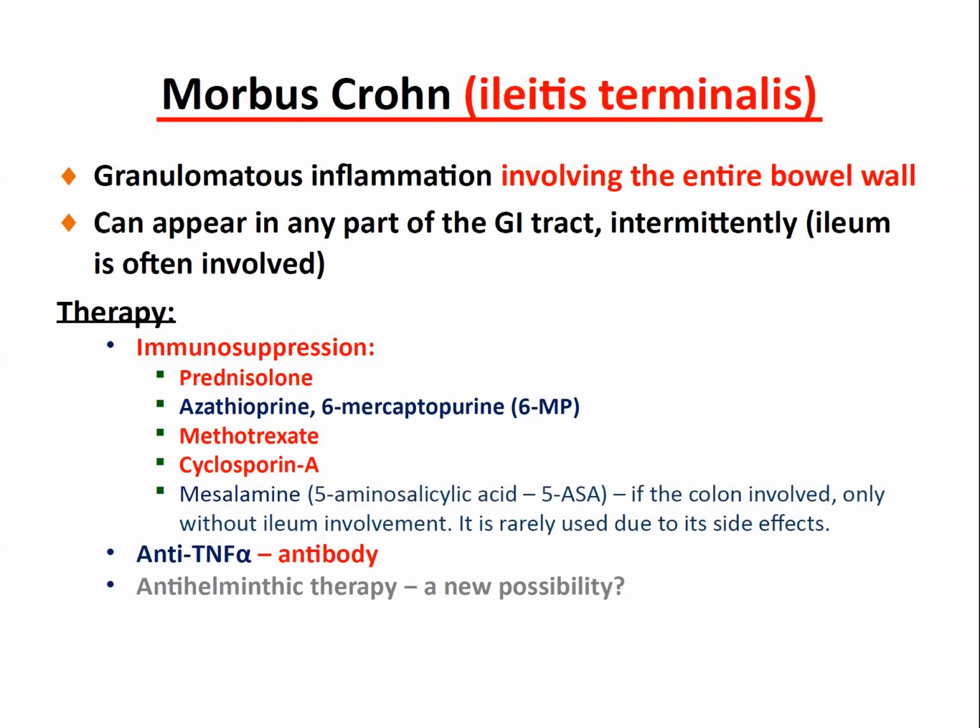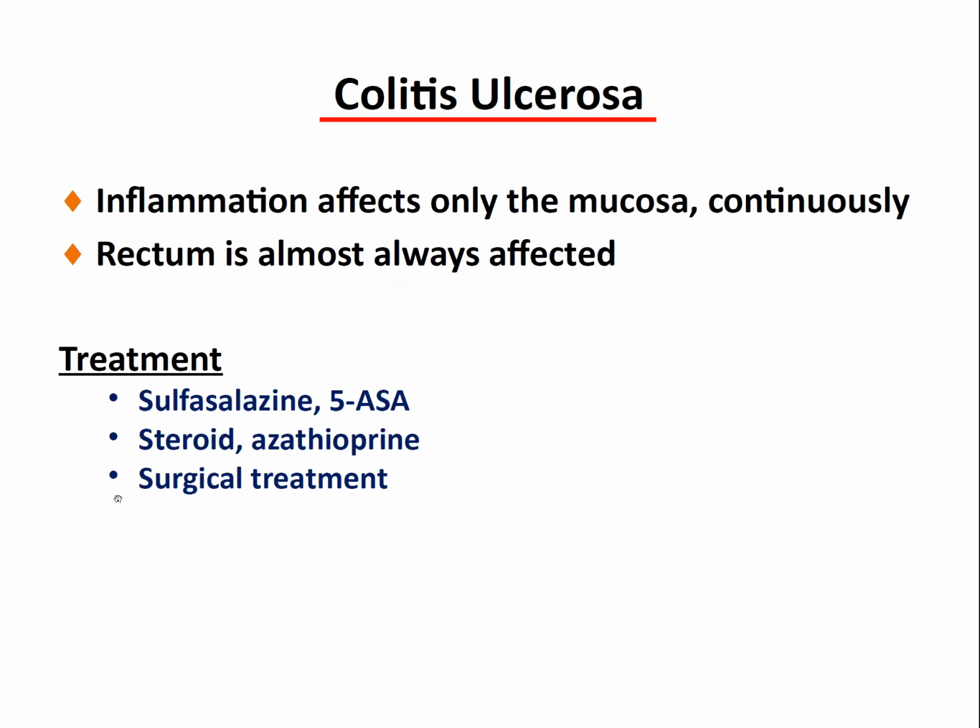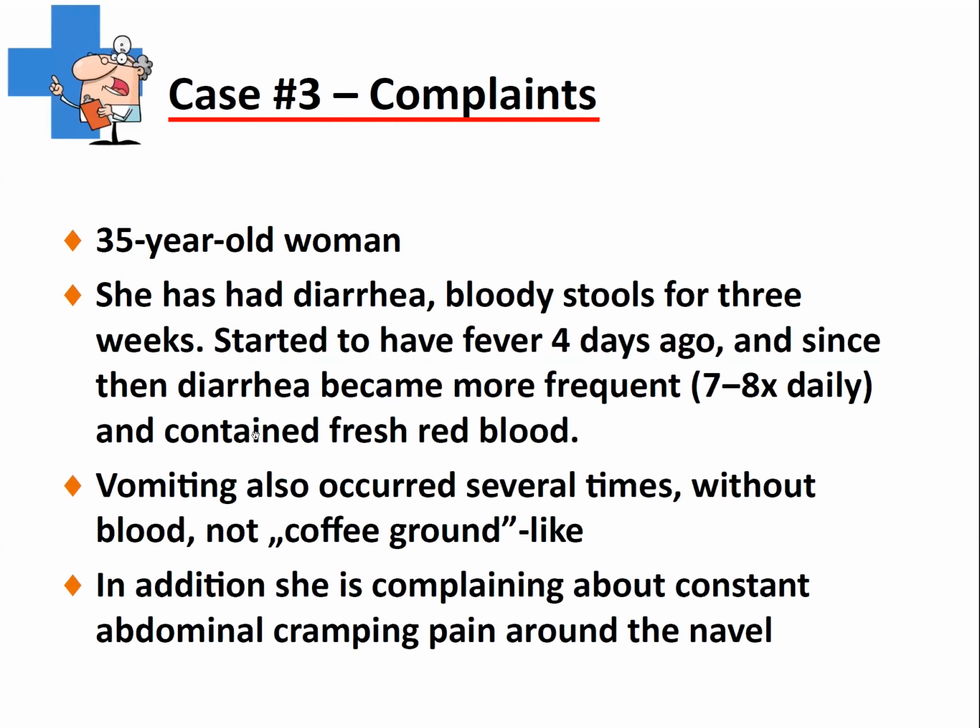And the new area, the biological treatment, such as an antibody against tumor necrosis factor, can be used in this patient. Colitis ulcerosa usually affects only the mucosa, so not all layers are affected, but it is continuous, and the rectum is almost always affected in this case. And the treatment can be drugs, again steroid, azathioprine, or surgical treatment.